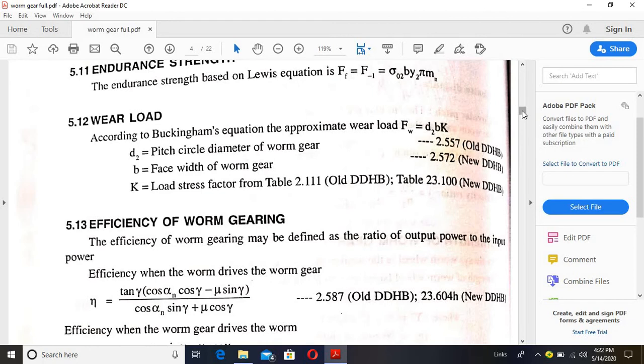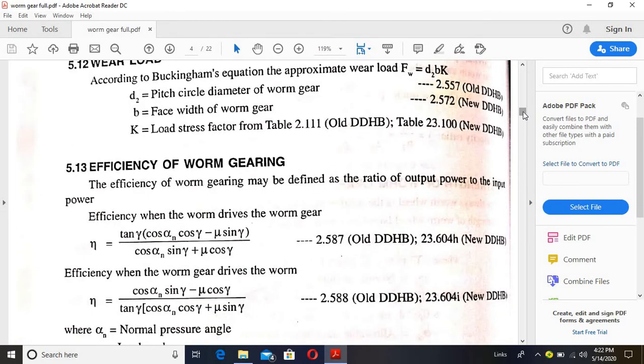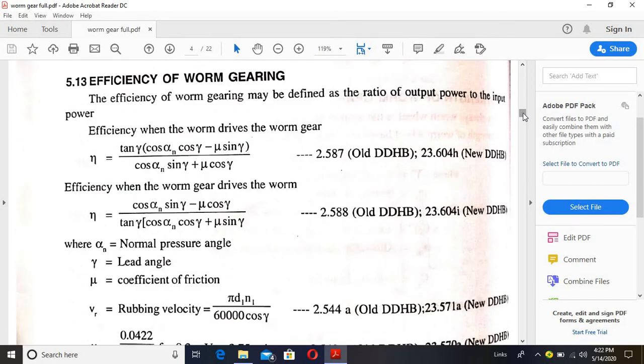So next we are going to calculate efficiency. Already I told that we have discussed this. The worm gears have less efficiency due to more power loss or more heat. So therefore efficiency can be calculated. The efficiency of the worm gear may be defined as the ratio of output power divided by input power. Always efficiency is defined as output by input.